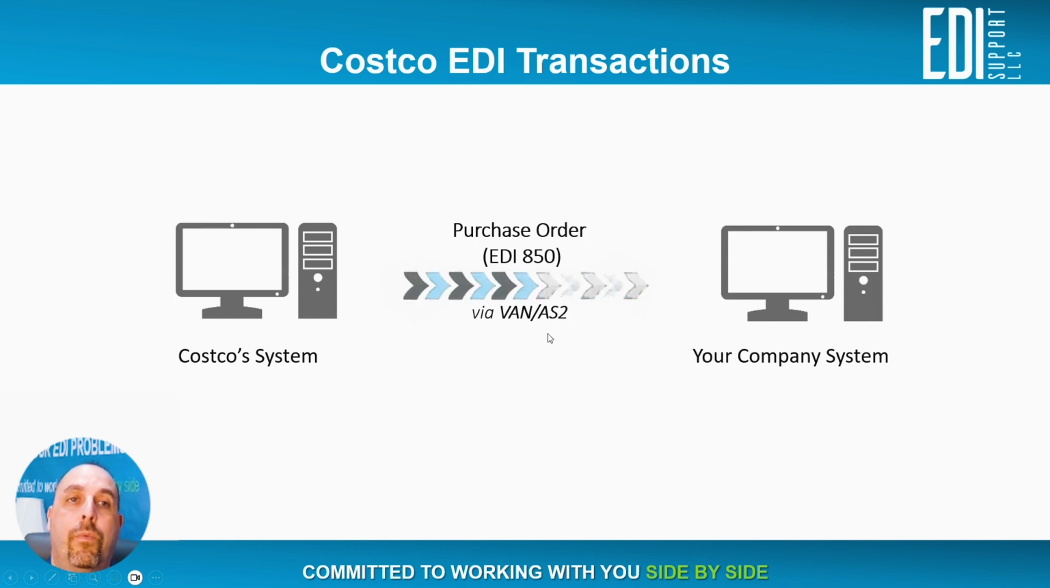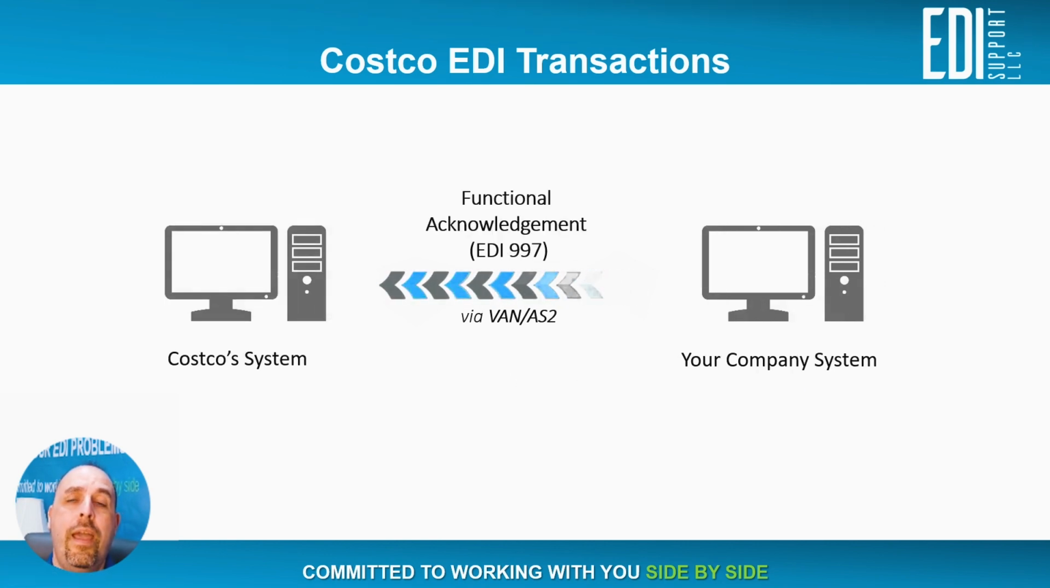AS2 is a direct connection, going from one system to another system where they're pushing you data and you're pushing data back to them. So when we're dealing with the 850 or the purchase order, that's going to have our item information, the ship to, what type of product they're looking to purchase from us. All of those valued pieces of information are going to be on that purchase order that's coming from the Costco system.